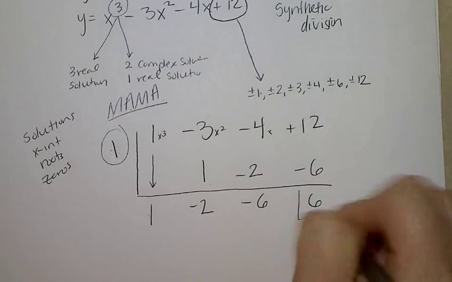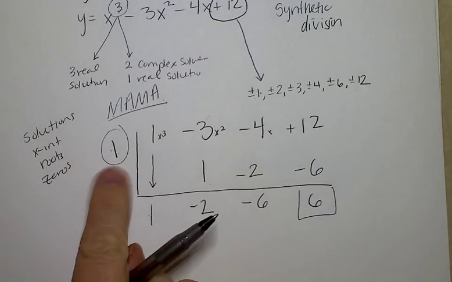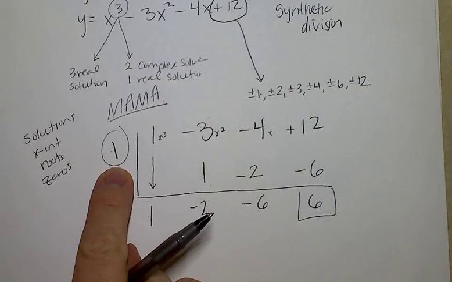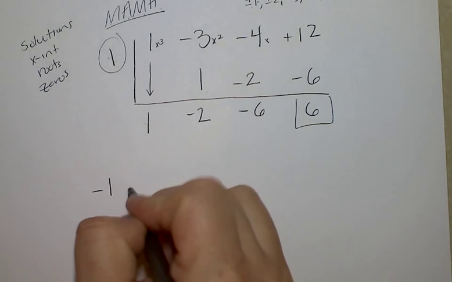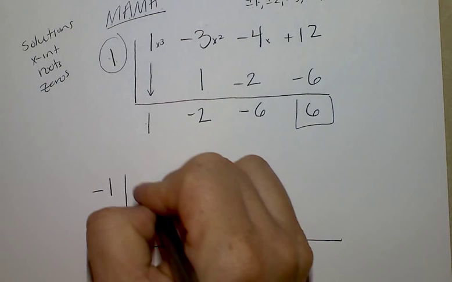Does this work? Is 1 a root, solution, x-intercept, 0? The answer is no, because the final answer is not 0. So 1 did not work. I'm going to try -1. You're just watching the process. The next problem you'll do with me.